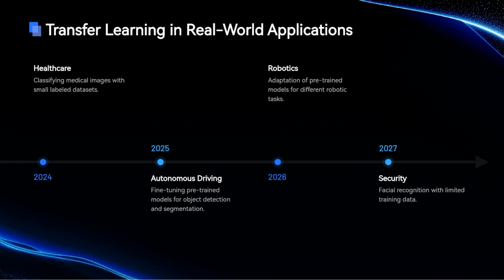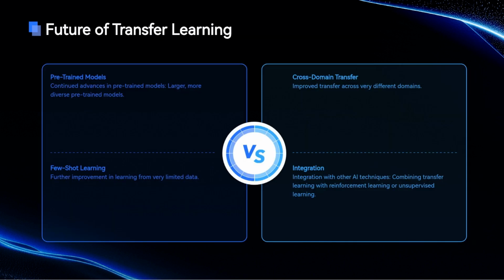Security. Facial recognition systems can benefit from transfer learning, where models pre-trained on large, diverse datasets are fine-tuned on specific populations or environments for better accuracy. The future of transfer learning in computer vision is bright. Pre-trained models. Models will continue to evolve, with larger and more diverse datasets enabling even better generalization across tasks. Few-shot learning. One area of significant research is few-shot learning, where models can perform well with very limited data. This would be a huge leap in transfer learning, enabling effective use even in situations with scarce labeled data.